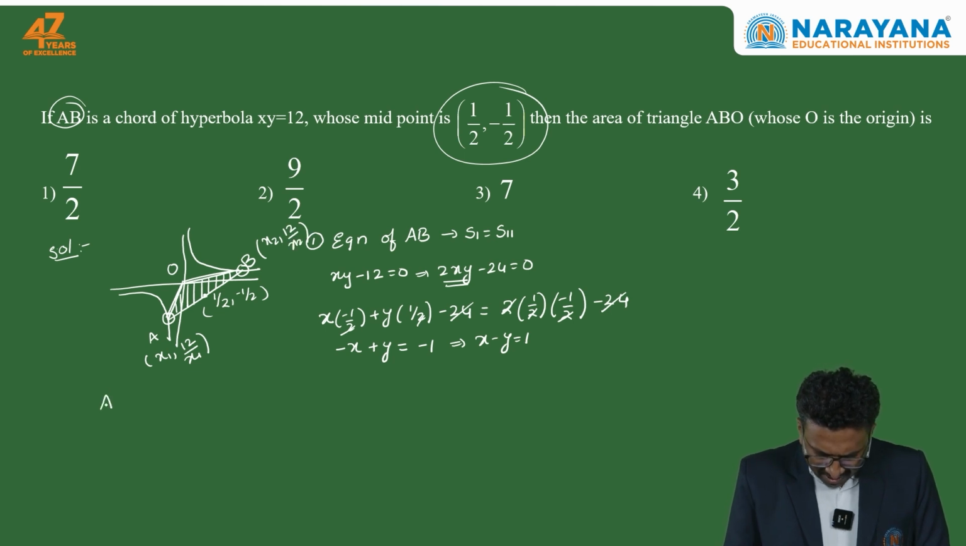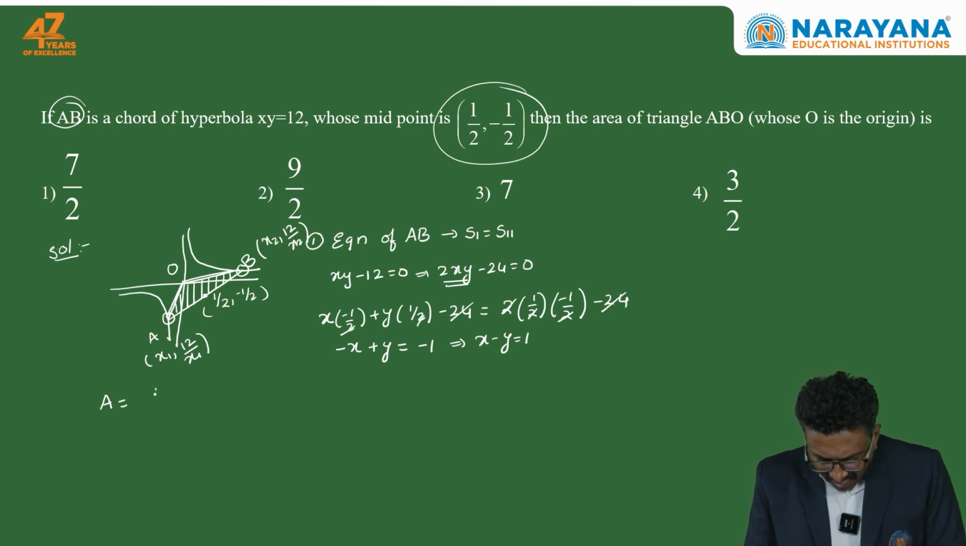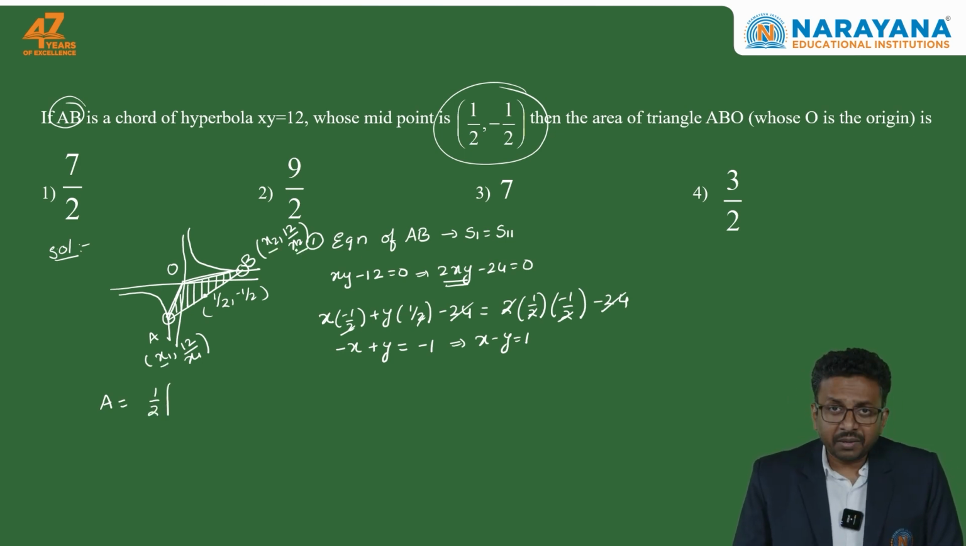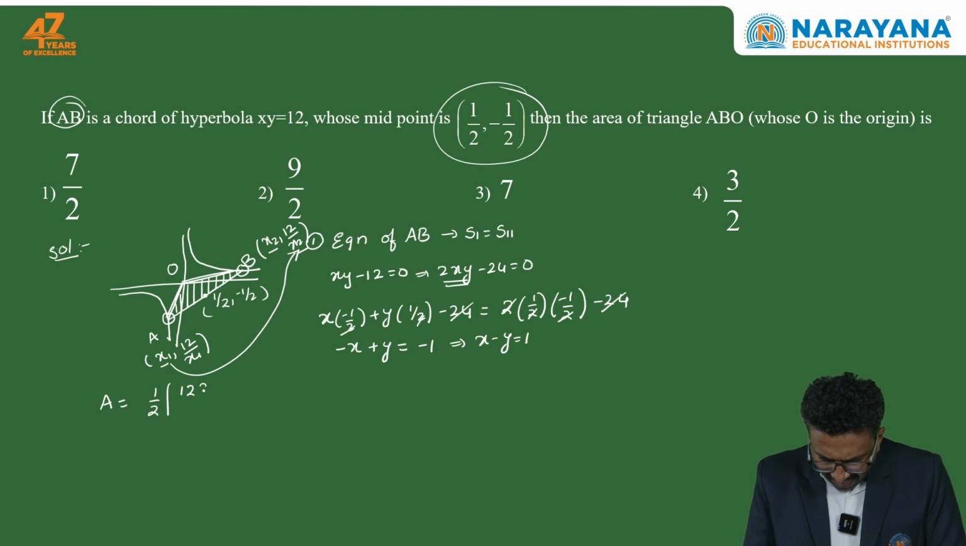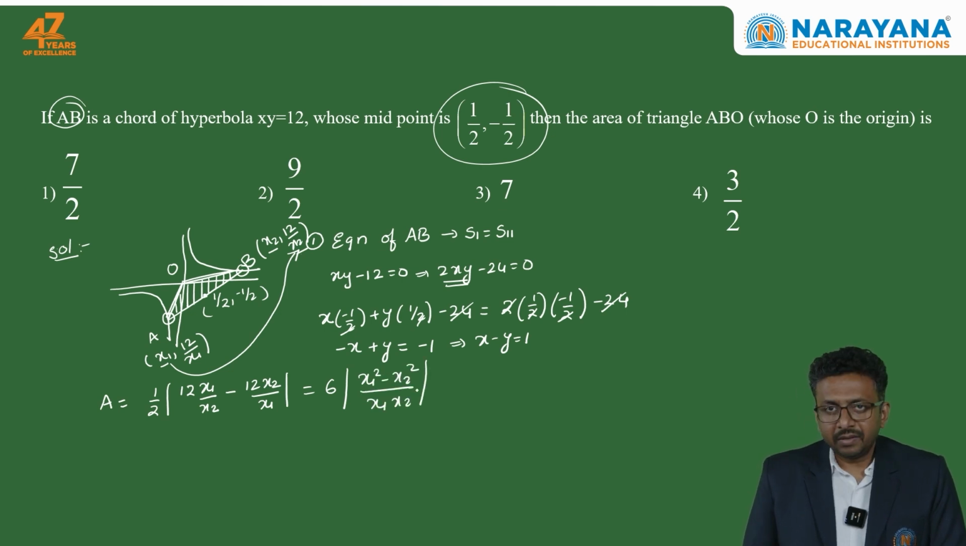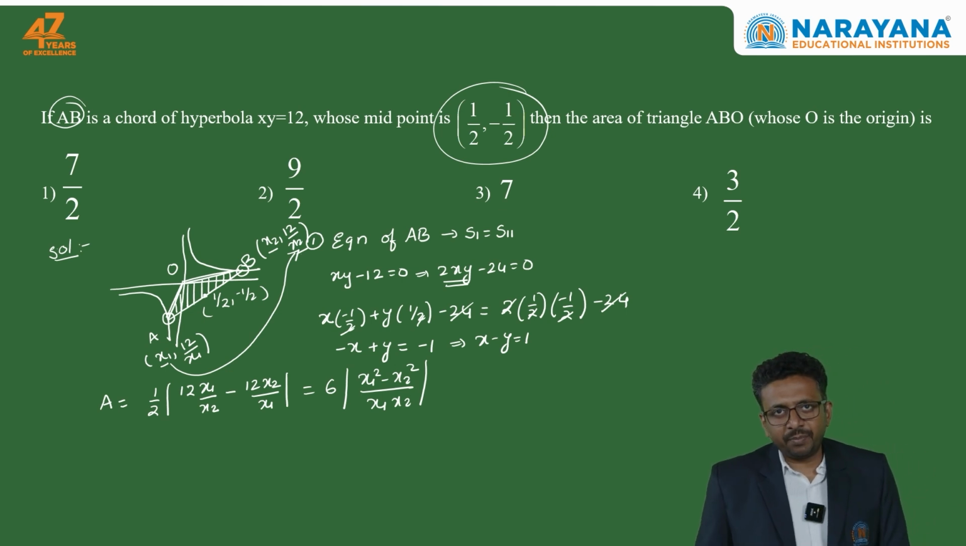We know that the area of the triangle is half of mod of x1 y2 minus x2 y1. That means x1 into the y coordinate of the second point, that is 12 x1 by x2, minus x2 y1, that is 12 x2 by x1. So this is equal to 6 times mod of (x1 squared minus x2 squared) by x1 x2, where x1, x2 are the x coordinates of the points of intersection.